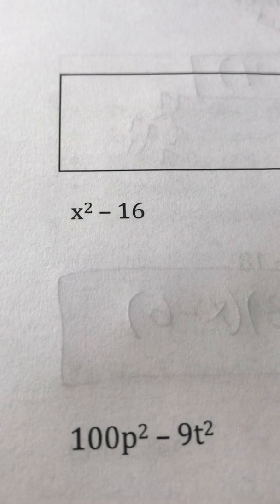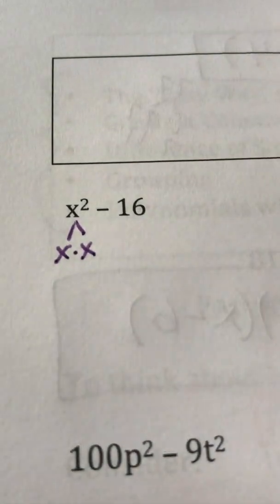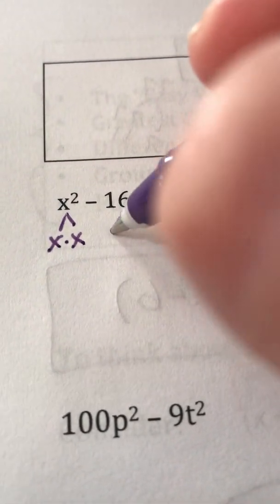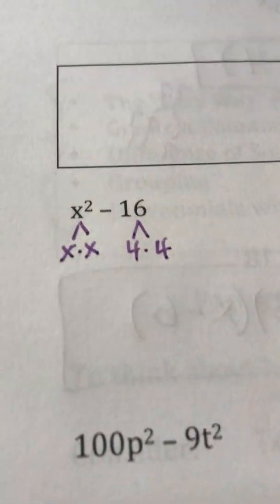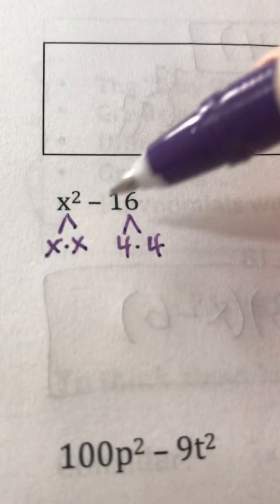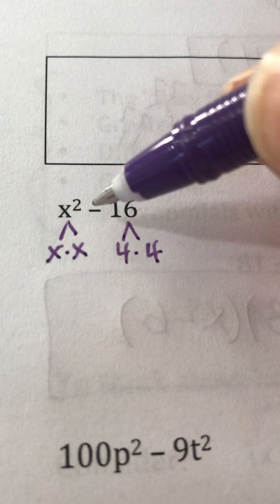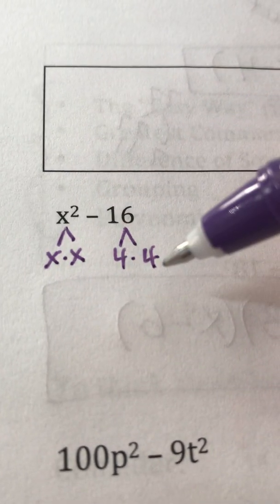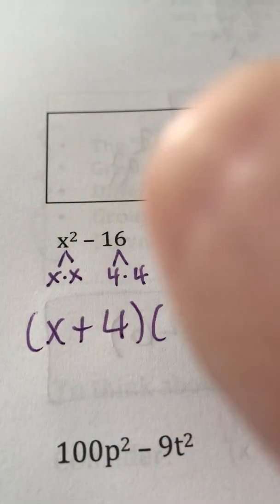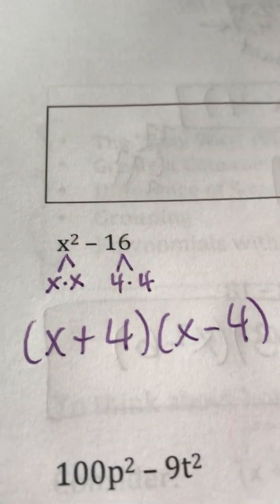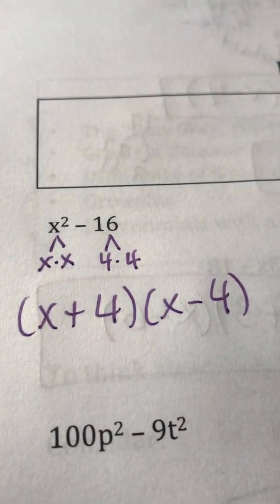Okay? So let's look here. If we think about this, x squared is x times x. 16 is 4 times 4. Since I notice this is squared and this is squared, and that's a subtraction sign, I have a difference of squares. So then I know when I factor it, it's going to be x plus 4, x minus 4. Just like that.